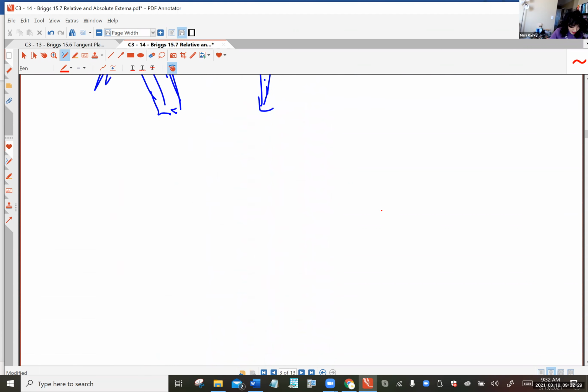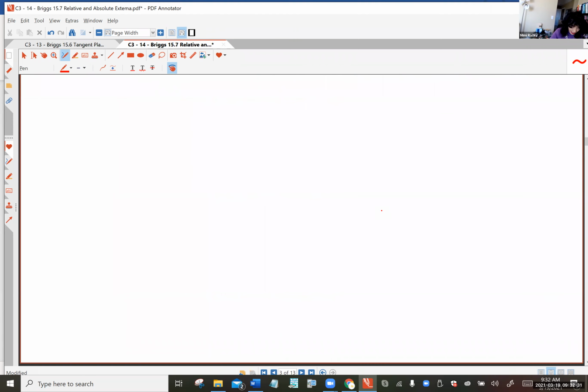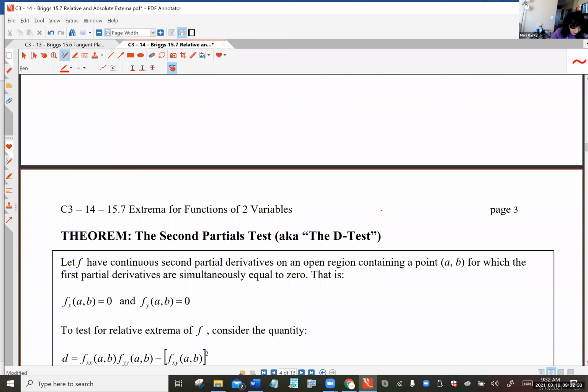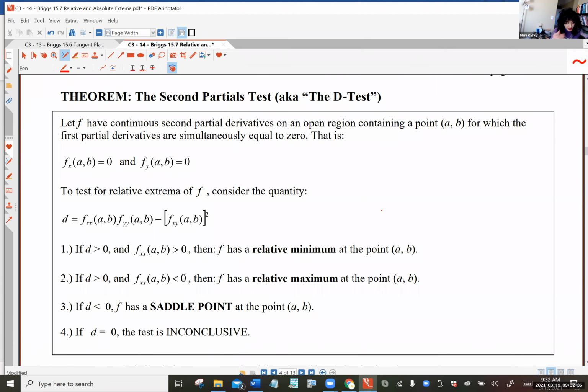All right, now for the big theorem. And then I'm going to do a problem, and then I'd like you to try one. So that's my whole thing here. So this second partials test theorem, which is also called the D test. I'll get into that in a moment why. I'm going to usually call it the D test. But we'll see why it's called the D test.